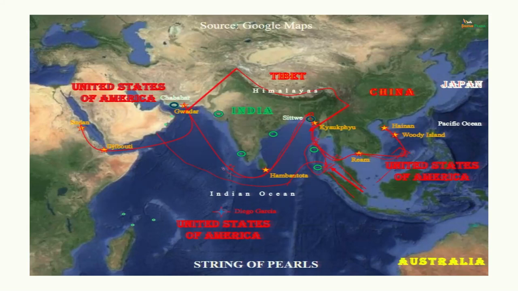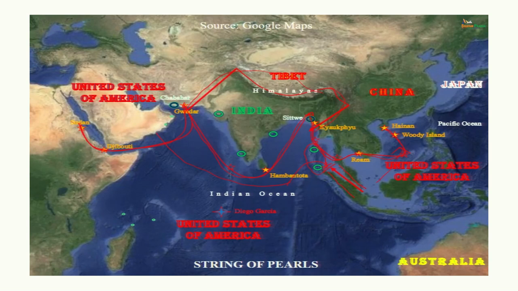This string goes all around here. You can see this string. So this is like a string, a string or a necklace around India. So this is India here. So it goes all around. And if you take the land area also, then this will go all around. So this surrounds India from all sides.